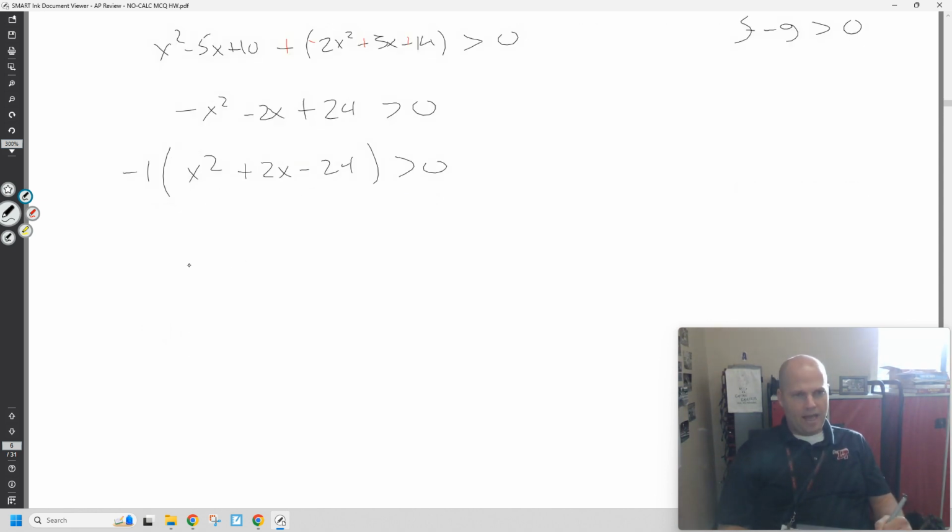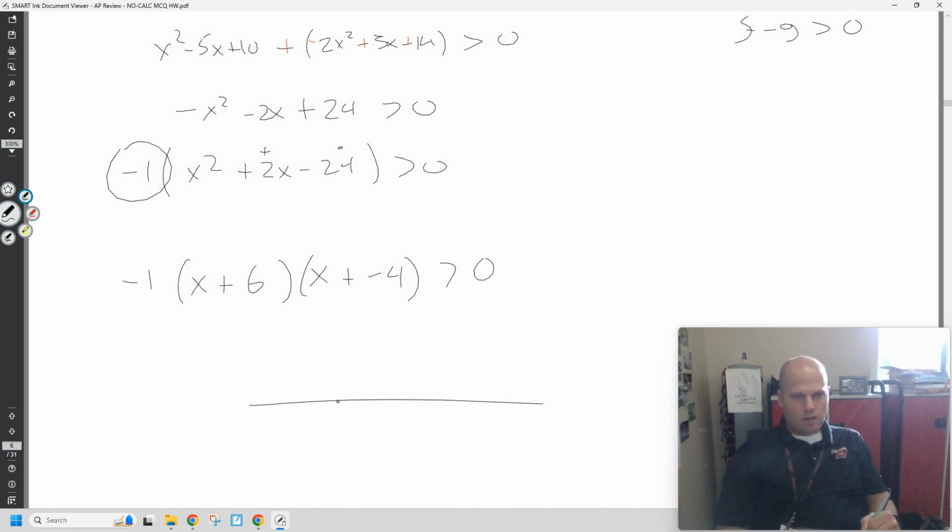Now, we know that x plus a number times x plus a number equals x squared plus 2x minus 24. Our goal is to find the two numbers, understanding the distribution of this. X squared, x times this times x. You would add those two amounts of x's together, and then this times this would give us our numerical term at the end. So we're looking for two numbers that add to get 2 and multiply to get negative 24. That's positive 6 and negative 4. Don't forget about this negative 1.